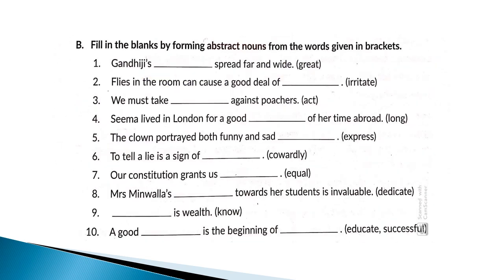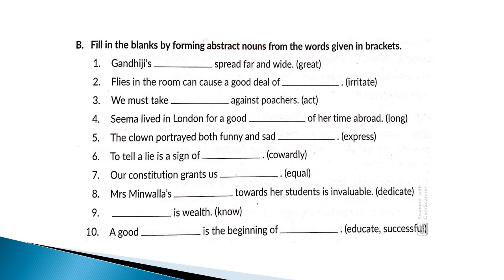Let us fill in the blanks by forming abstract nouns from the words given in brackets. So I've just now done a list of making abstract nouns. Let us do at least 5 right now, and the rest you will do in your book first.